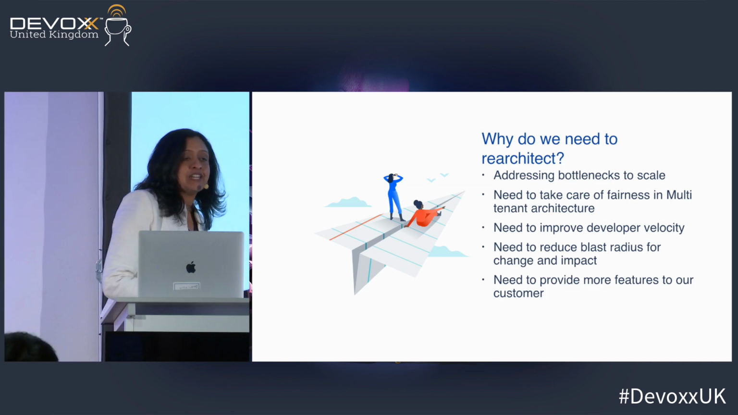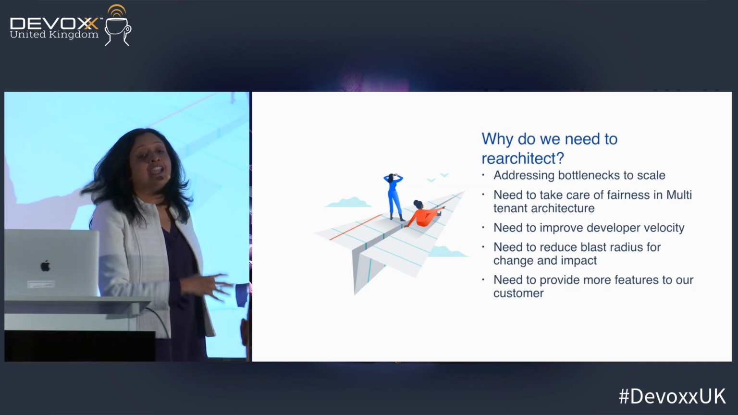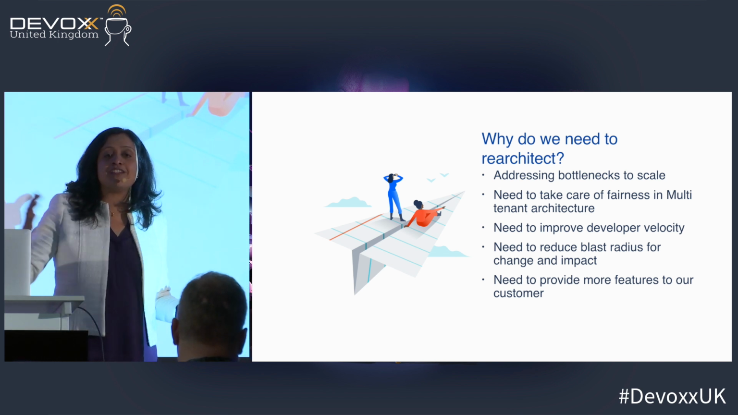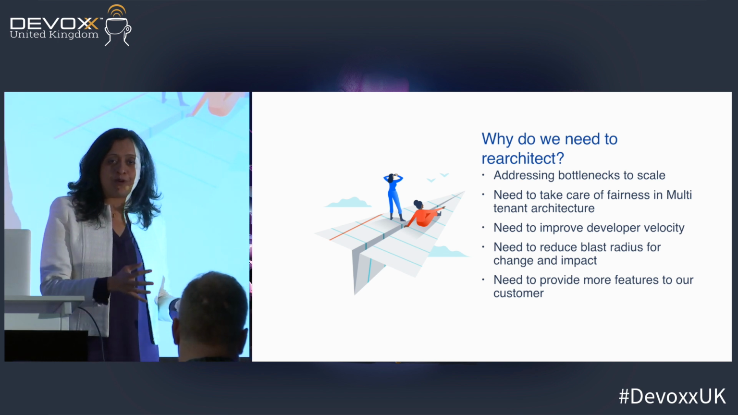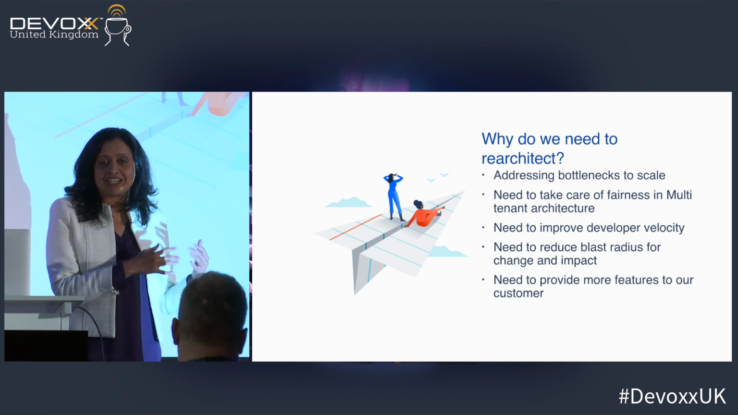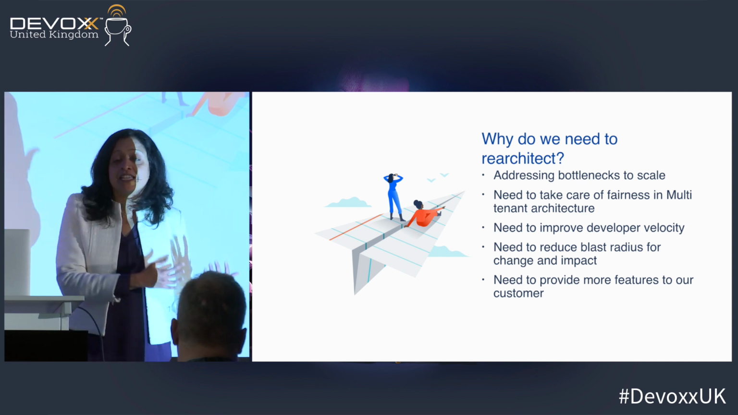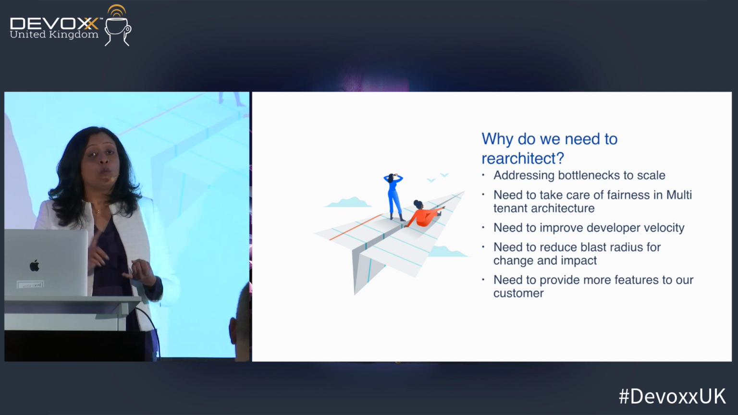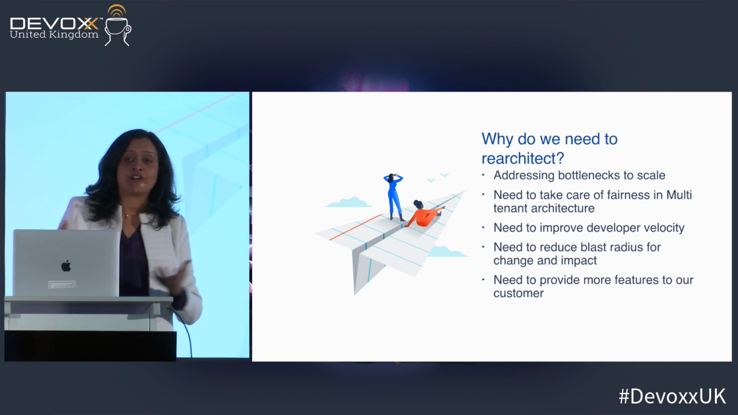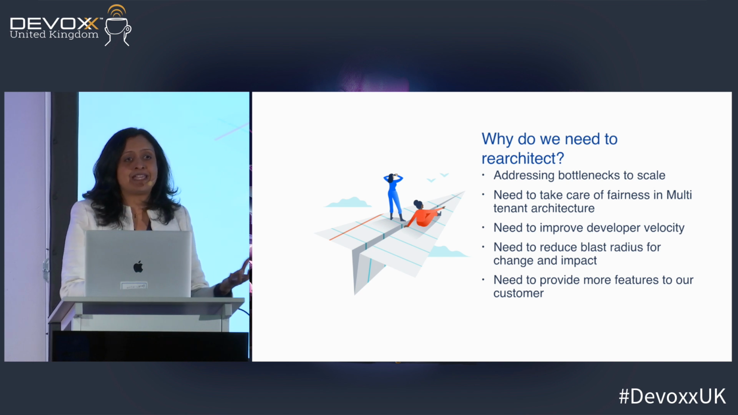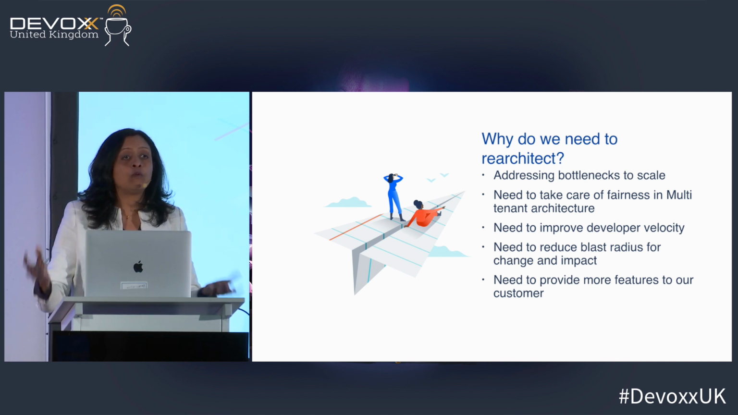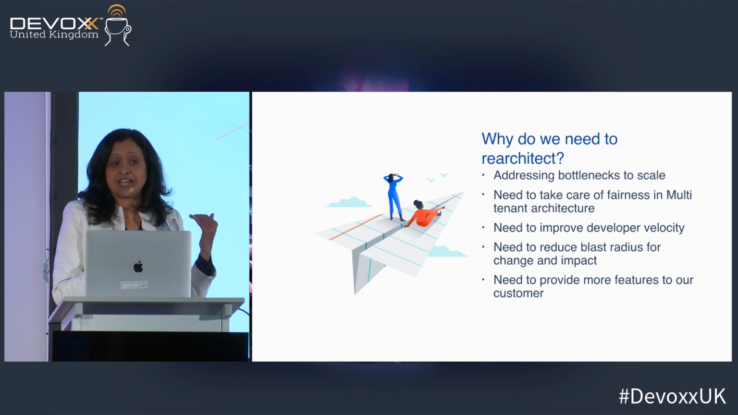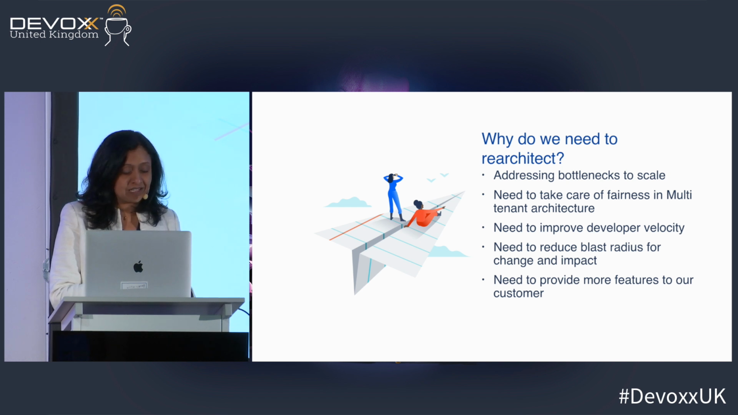So why do we need to re-architect? Even though you've seen the journey from VMs to moving to AWS, to a highly available multi-tenant architecture, to the next phase, these are the needs which cause us to do the re-architecture. One is bottlenecks when you're trying to scale. Databases or any of these resources, there are always going to be bottlenecks. We are trying to reduce these bottlenecks at scale.